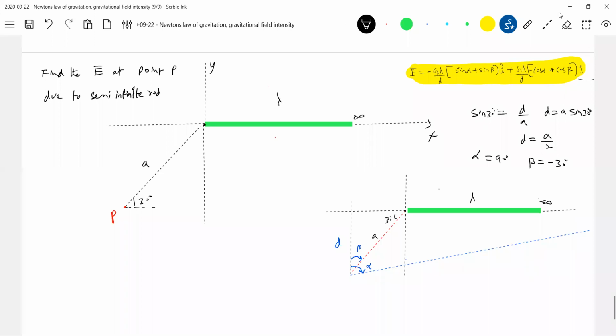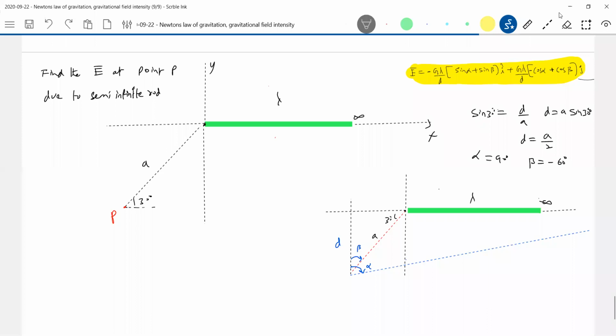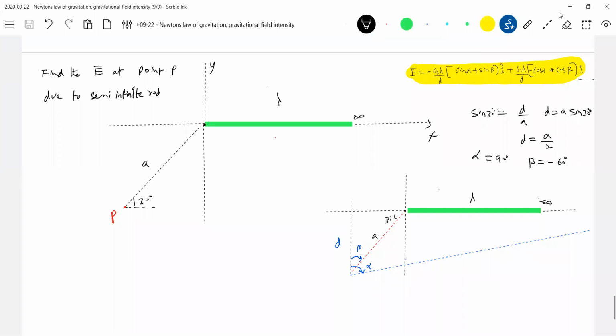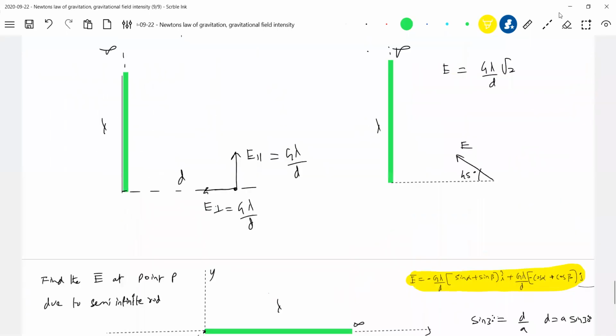What is alpha? Alpha is 90. Beta will be 60, no? I'll write minus 60. Why? Because if you measure beta opposite to alpha, you have to put that as positive. If you measure beta in the direction of alpha, then you have to put a negative sign. Why are you doing it like this here? What is the reason behind it? So you go back to the convention.